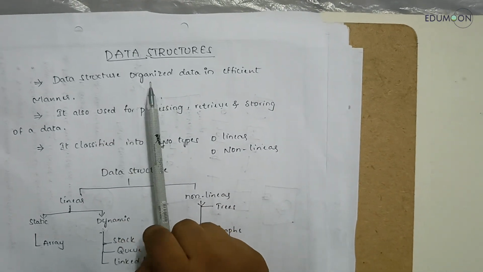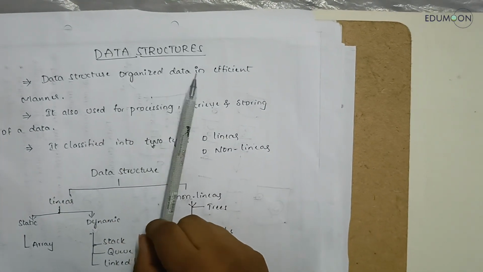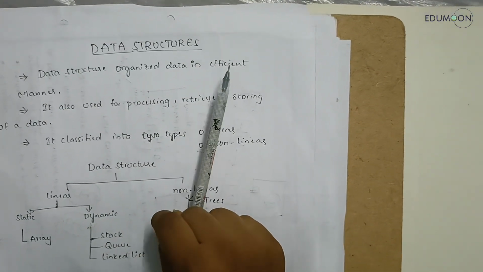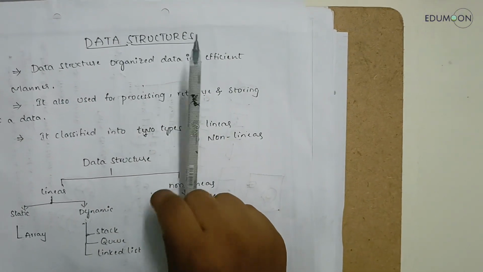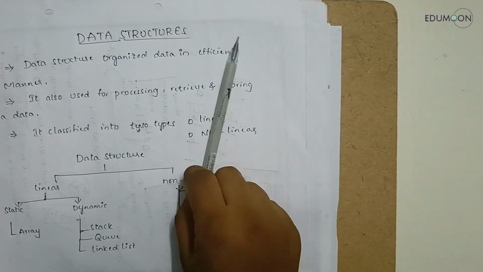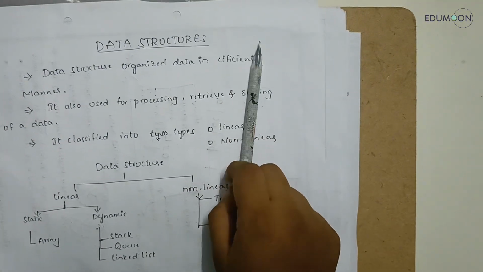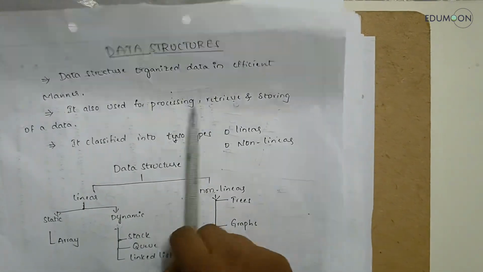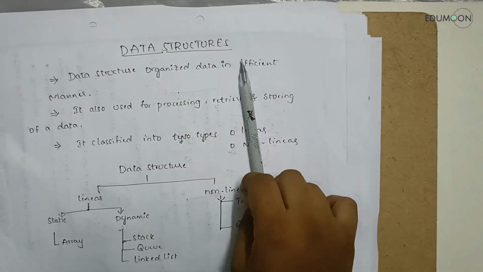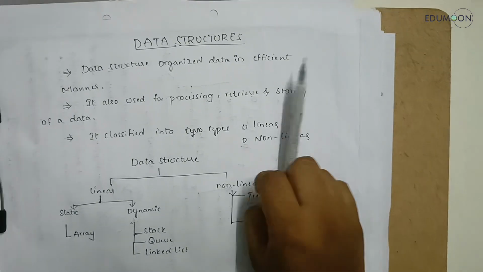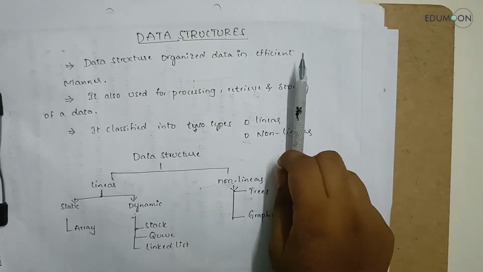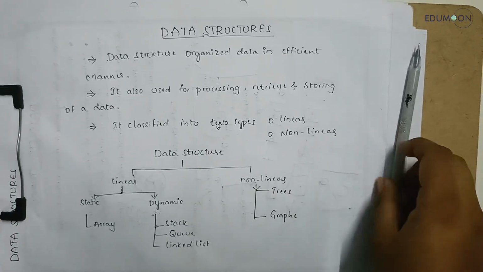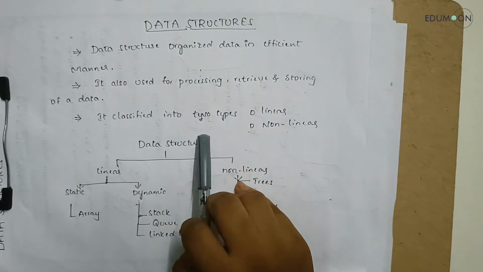A data structure is nothing but organizing data in an efficient manner. It means arranging the data, the way you arrange the data in your computer. It is also used for the processing, retrieving and storing of your data. It means when you store the data in your computer, the way you retrieve, organize and process your data. Okay, the data structures are classified into two types.